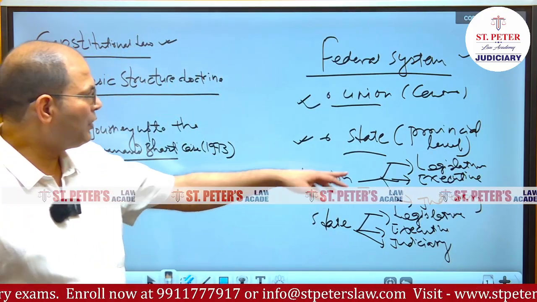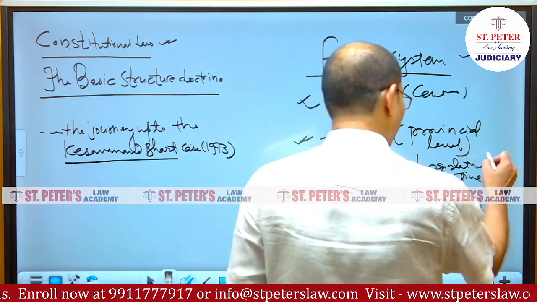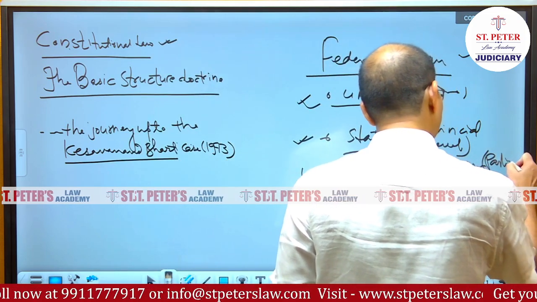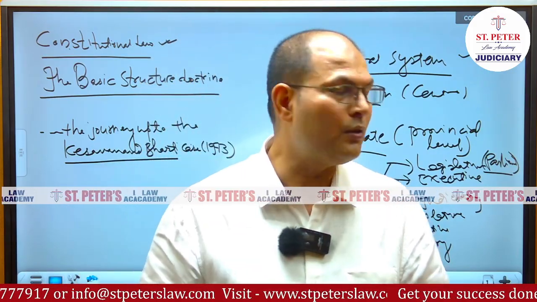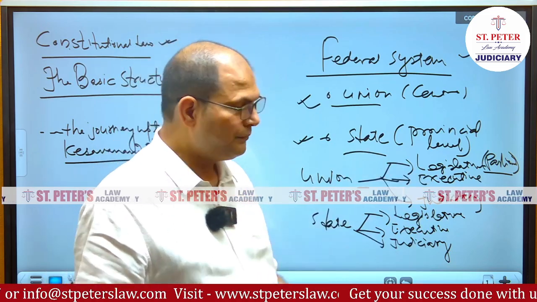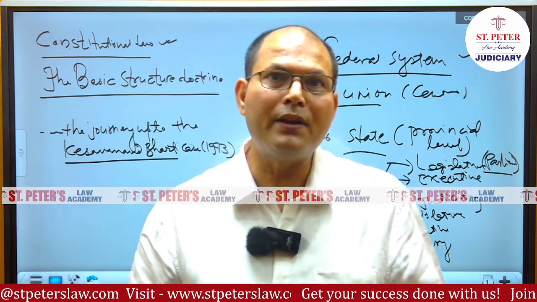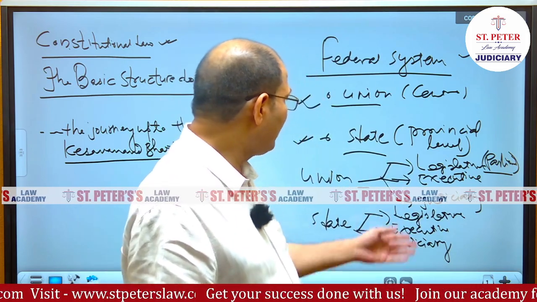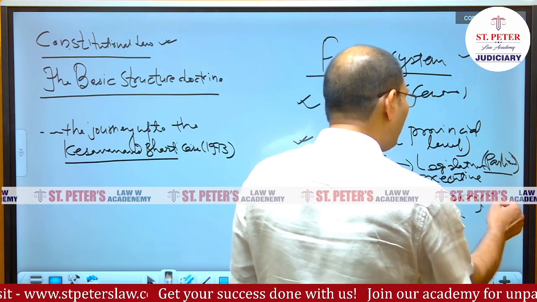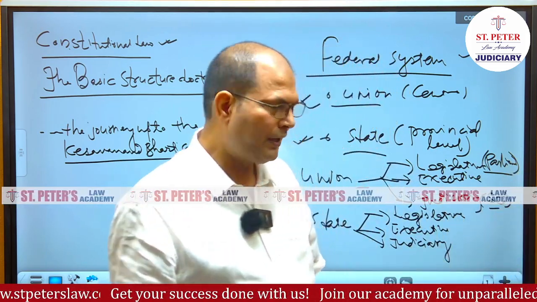Properly speaking, the union legislature is the Parliament of India, which comprises the President and the two houses, the Rajya Sabha and the Lok Sabha. The executive is comprised of the President of India, the Council of Ministers headed by the Prime Minister, and the judiciary at the union level is in the form of the Supreme Court of India.